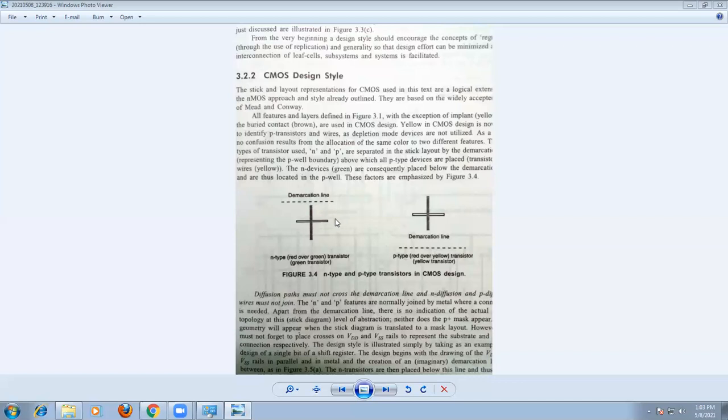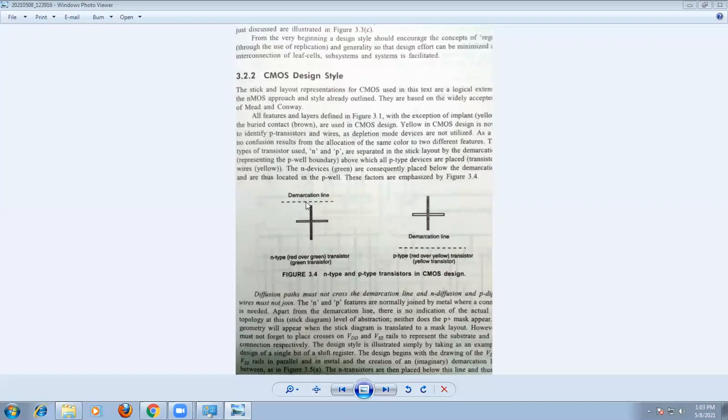And another very important rule is, all the PMOS transistors are placed above the demarcation line. So this is the demarcation line. Below this, we have only N-channel FETs. Above the demarcation line, we have only PMOS transistors. Remember this point.